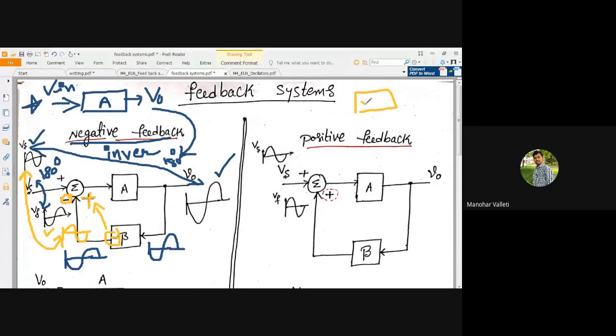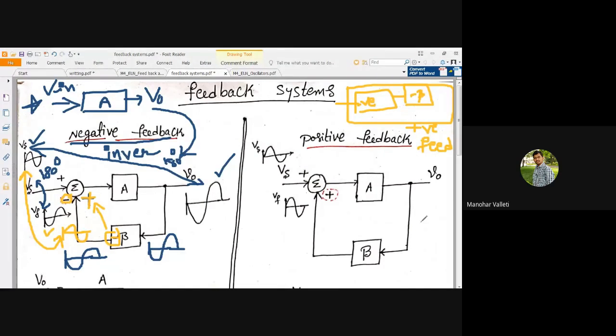Meaning negative feedback system, and in that the beta network introduces 180 degrees phase shift, then this overall system will act as positive feedback system. So this property only I will use to design the oscillators. So you just observe here.